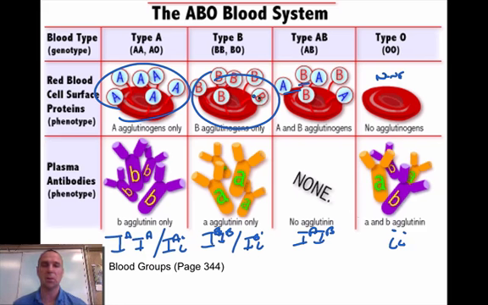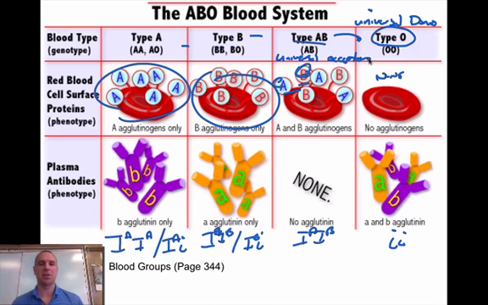Now, one last thing. O, since it can give blood to everybody, is called the universal donor. And AB blood, if you think about it, they can get it from O. They can get it from B because they have B antigens. They can get it from a person with A because they have A antigens. They're called a universal acceptor. So if you have AB blood, you can get it from anybody.